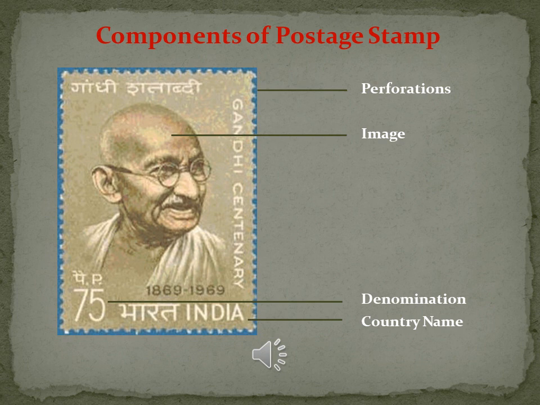Next is image. There should be an image in the stamp. Like in this stamp you can see the image of Mahatma Gandhi. Next is denomination, which means price. So now in this postal stamp you can see that the denomination is 75 paisa. And the next one is the name of the country. In this, the name of the country which is written is India. So these are some of the important components of a postage stamp.